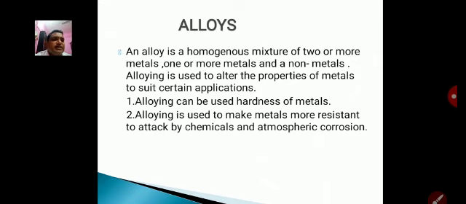There are some alloys. An alloy is a mixture of one or two metals, and alloying can be used to change properties like the hardness of the metals. Alloying is used to make metal more resistant to corrosion. So what is the property of the alloy? That it makes the metal more resistant to corrosion.